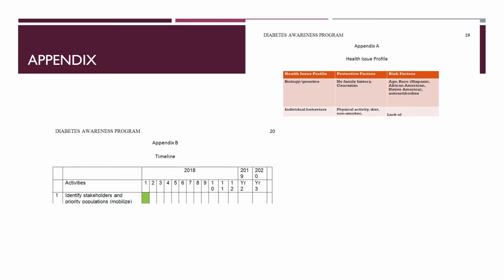You want to make sure and label them. So when you think about labeling for Appendix A, you see here on the screen, within my proposal, I talked about Appendix A, the health issue profile, prior to talking about Appendix B within the paper. So they need to go in order as to when you talk about the different appendices that you are including.